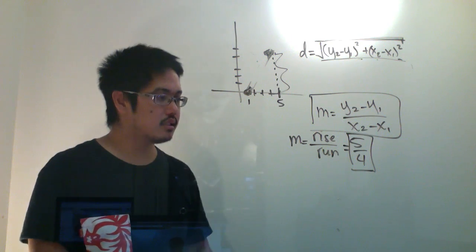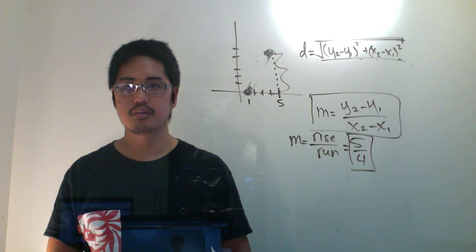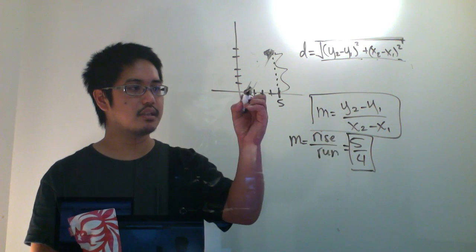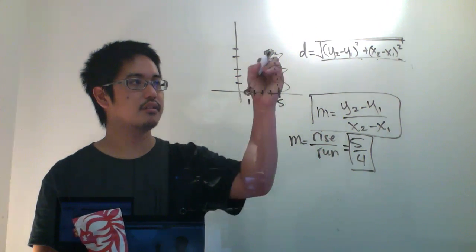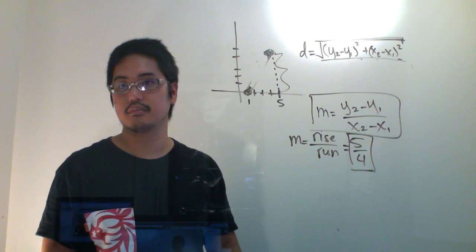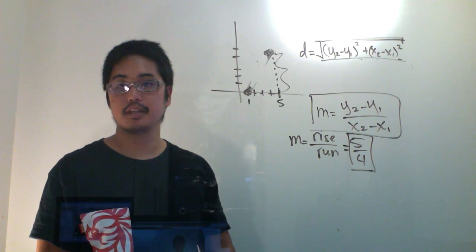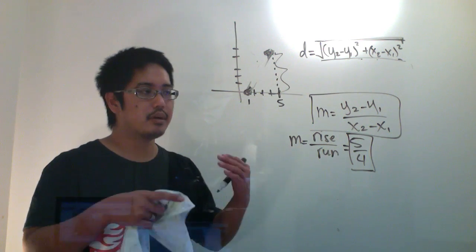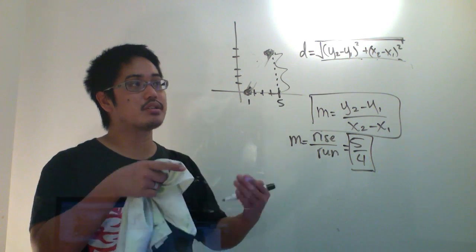Oh, no. This is saying m equals 5 over 4. If you look at this part right here, that means in order to get from here to here, you've got to go up 5 and across 4. Okay, that's it.